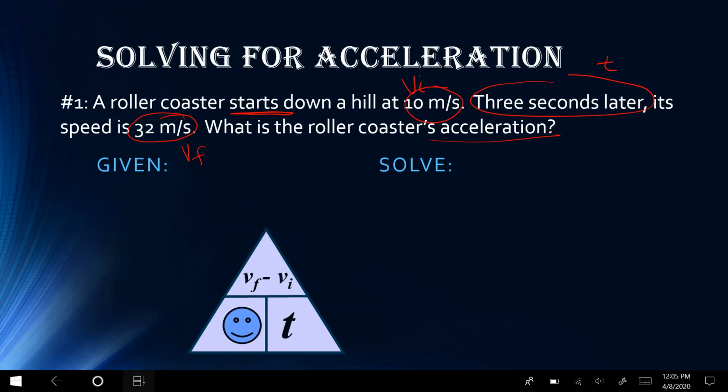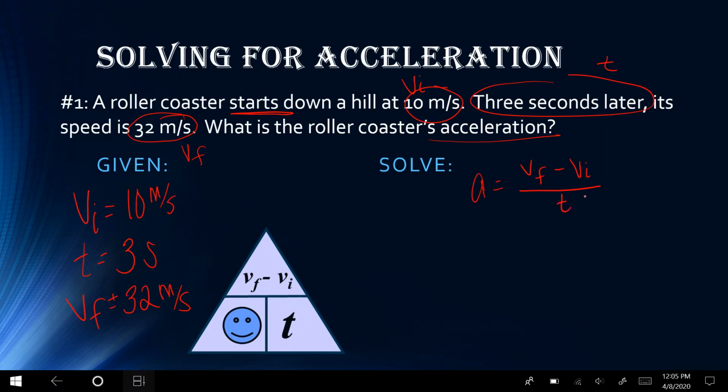So I'm going to write out my givens. My initial velocity is that 10 meters per second. The time that I was given was 3 seconds. And the final velocity that it reached was 32 meters per second. So I'm going to go ahead and write out my acceleration formula. Acceleration is equal to my final velocity minus my initial velocity divided by time.